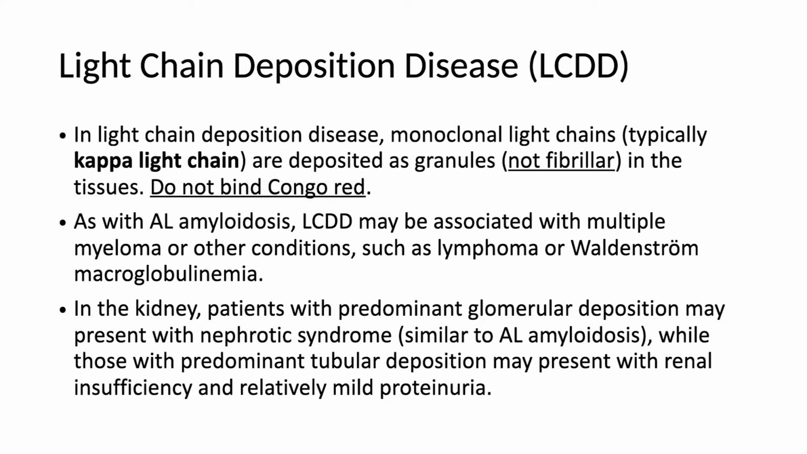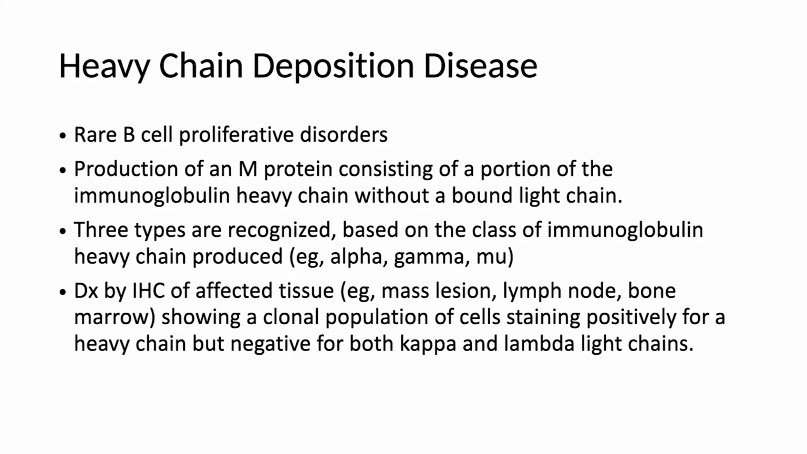amyloidosis is that light chain does not bind to Congo red and usually predominantly affects the kidneys. If it affects glomerular structures, they can present with nephrotic syndrome. If it predominantly affects tubular structures of the kidney, they may present with renal insufficiency. So like amyloidosis, light chain disease can be associated with multiple myeloma or other conditions like lymphoma or Waldenstrom.